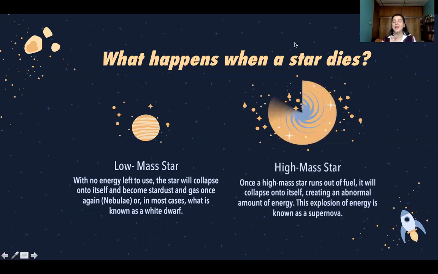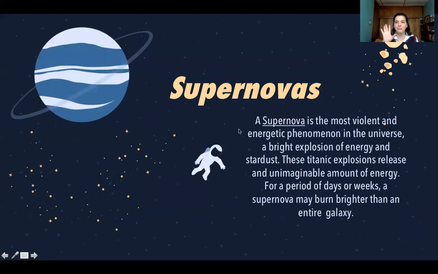Then we have our high mass star, Betelgeuse, the one that we saw 2 slides before. It's one high mass star. Once a high mass star runs out of fuel, it will collapse into itself, creating an abnormal amount of energy. This explosion of energy is known as a supernova. Now, that word sounds pretty weird, super something. So let's check what it is.